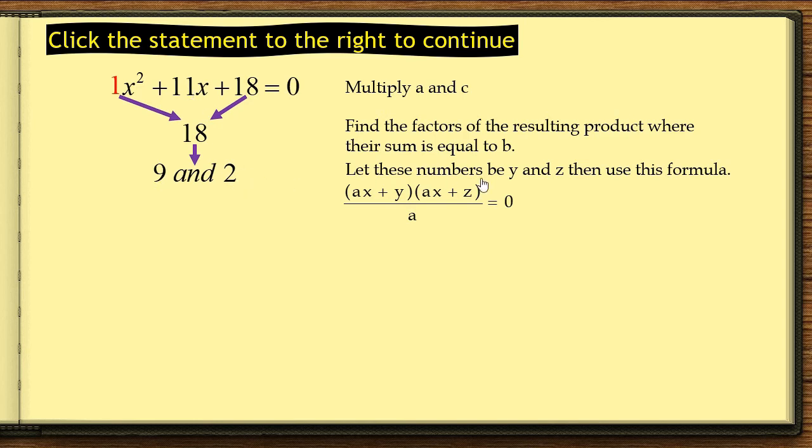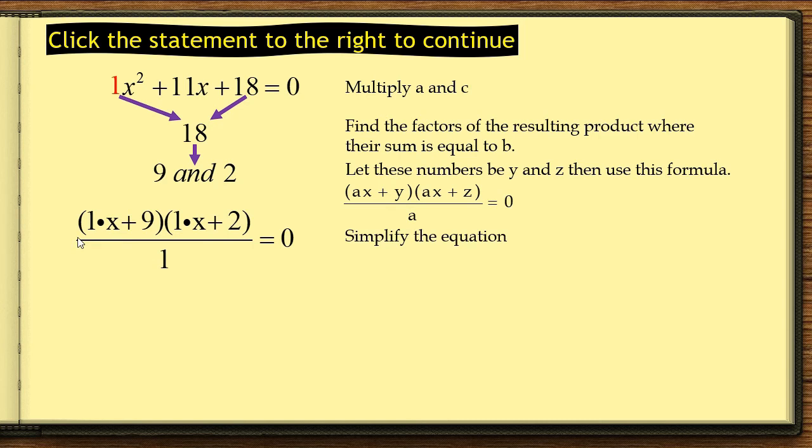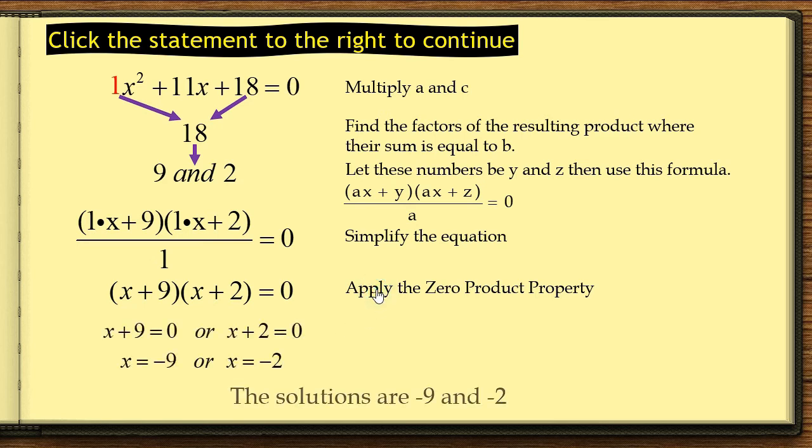Then let y be 9, and let z be equal to 2. So by just substituting the values of a, y, and z in this formula, we will have this answer. Okay, and by simplifying, we will now have x plus 9 times x plus 2 equals 0. And by applying the zero product property, the solutions are negative 9 and negative 2.